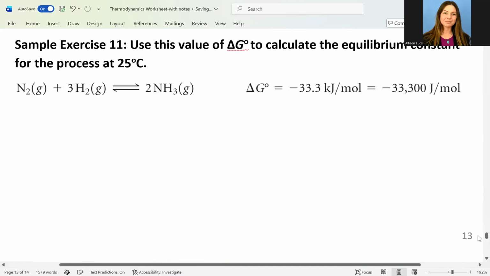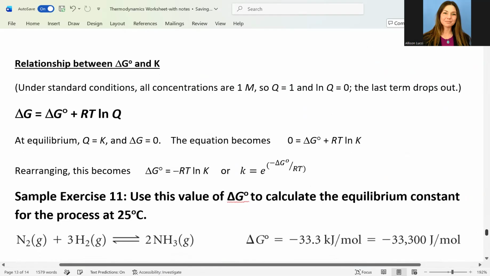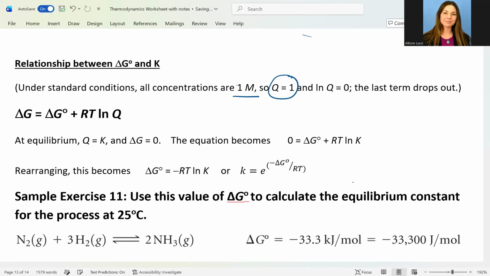So let's take a look at one other problem here. But first, let me introduce one more set of equations. I mentioned how under standard conditions, we assume 1 molar concentration. So Q is 1, and then the natural log of Q is 0. So we saw that this term here drops out when we are under standard state.